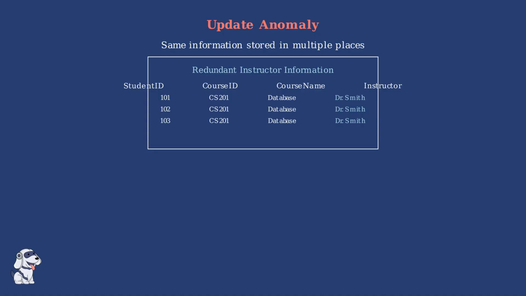What happens if Dr. Smith gets replaced by Dr. Johnson? We need to update Dr. Smith to Dr. Johnson in all three locations. But what if we accidentally miss one? We end up with inconsistent data, where some records show Dr. Smith and others show Dr. Johnson for the same course. This creates confusion and unreliable information.